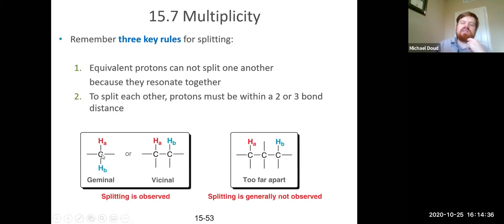So geminal, think like Gemini, like the twins. That's where they're on the same carbon, HA and HB. So this would be the case where they're diastereotopic, they can split each other. Or vicinal, this is the more common thing that we see a lot, is where HA and HB are on neighboring carbons, then yes, they will split each other there as well. But any further than that, can't happen.